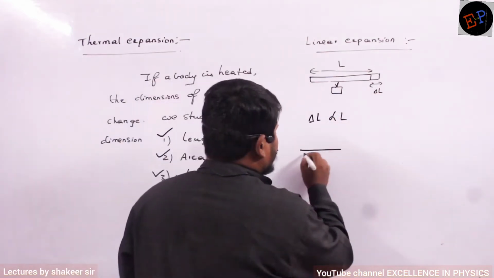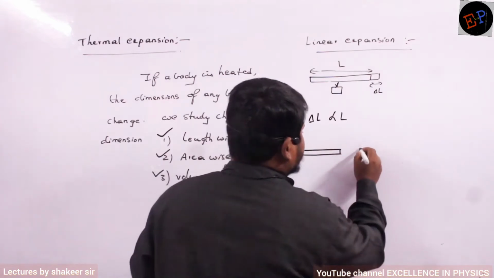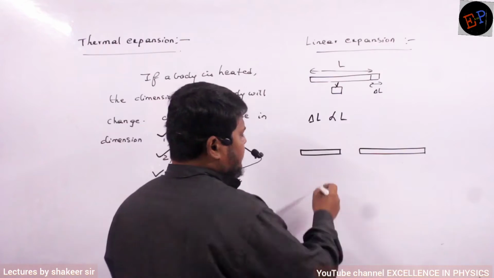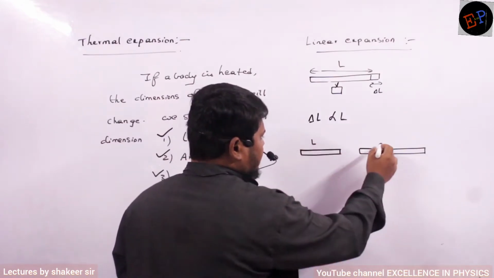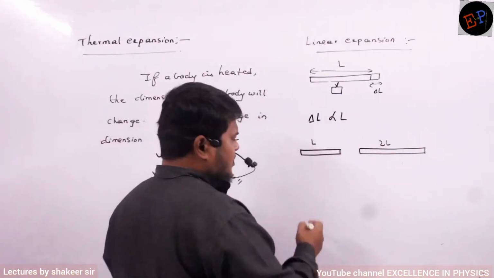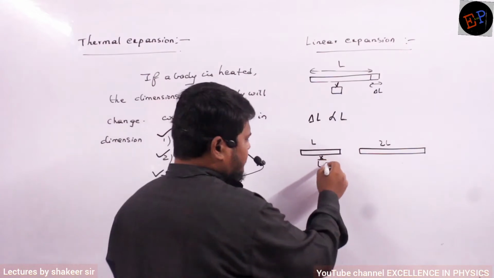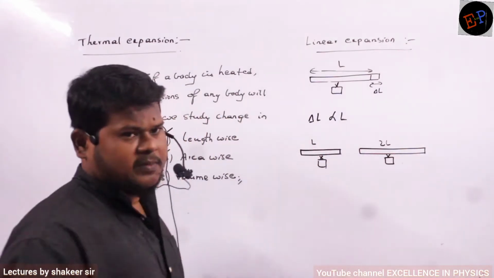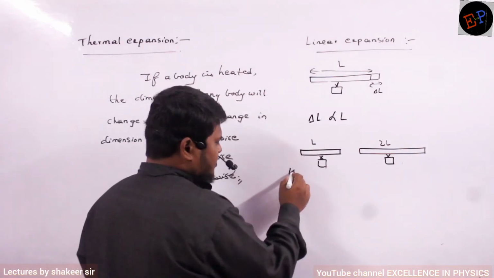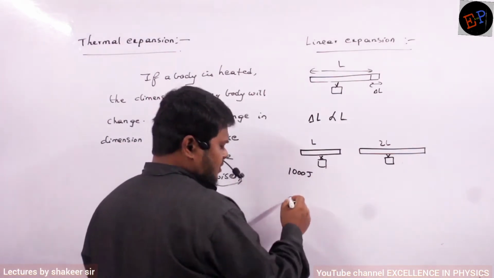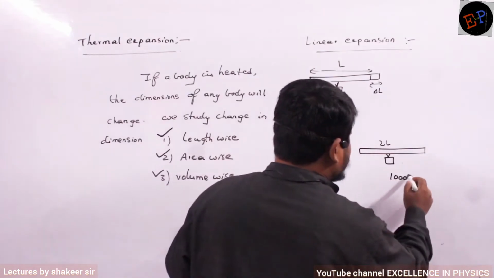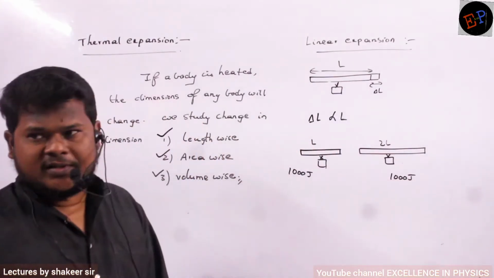For example, we are taking 2 rods. The length of this rod is L, the length of this rod is 2L. This rod I am heating, and this rod also I am heating for the same amount of time. So consider here I am supplying 1000 joules of heat energy, and here also I am supplying 1000 joules of heat energy. Are you able to understand?